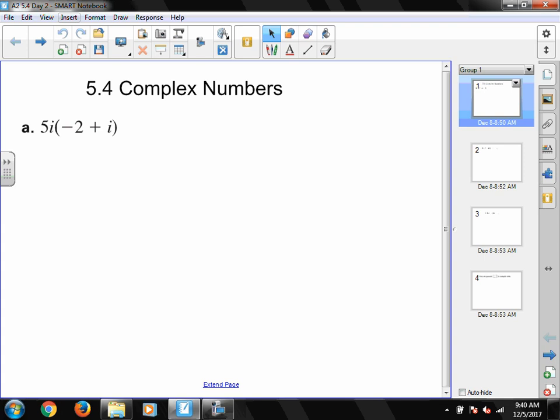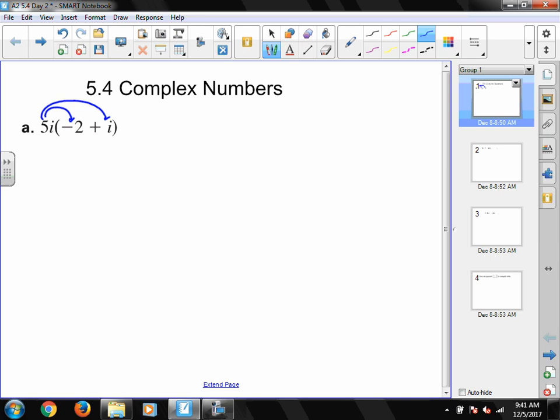So if this were just a 5 out front, you guys would probably all tell me that we're going to use the distributive property. And that's exactly what we're going to do here. We're going to take 5i times negative 2 and 5i times i. Again, i's work just like variables. So if you were to put x's in there, you're going to do the same process.